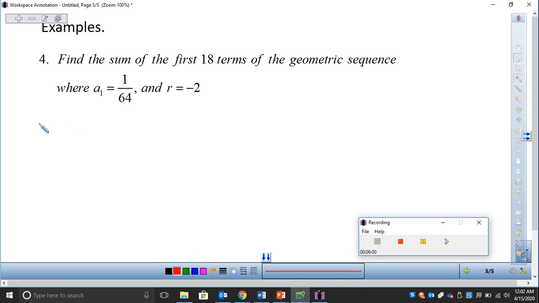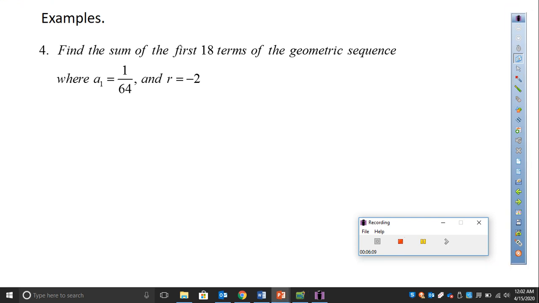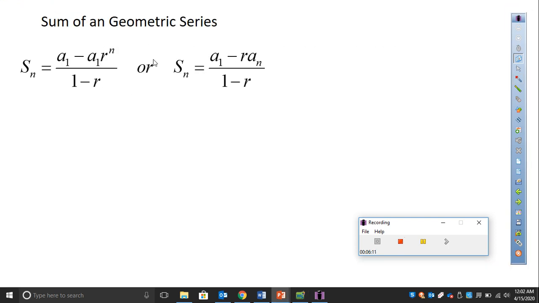So what we'll need here is another formula. We derived one yesterday for the arithmetic. We're not going to do that here. I'll just go ahead and give it to you. There you have two options based on what you have. If you have a sub 1, r, and n, I would recommend using this one. If you have a sub n, you can go ahead and use the second one. Two different options, again, just depending on what you have in the particular problem.